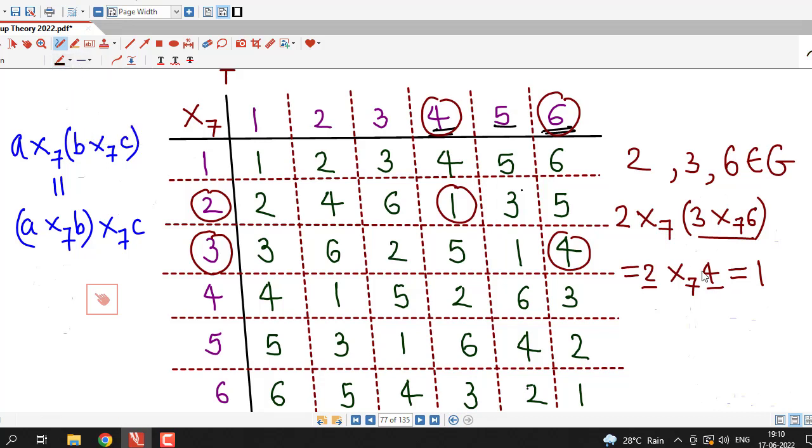Now I change this grouping, I consider 2 and 3 in the bracket and I keep 6 outside. So first I decide what is 2 into 3. Here we have 2, here it is 3.